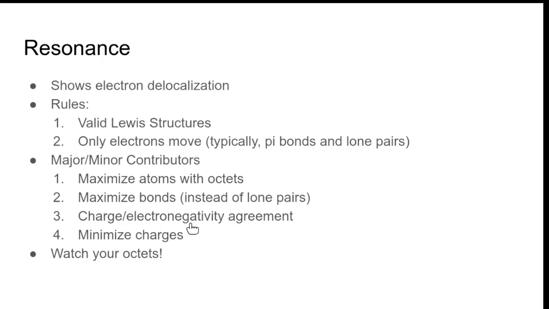And we also want to minimize charges. So that's both minimizing on a specific atom, so for example, if we have O minus versus O2 minus, obviously O minus is more stable, and minimizing the overall charge of the molecule. Adding all the formal charges should be constant. That really shouldn't change because you have the same number of electrons. But you do want to minimize the number of charges as well as the degree of charges. And the other thing is watch your octets. Like I said, carbon can't have 5 bonds. Don't give it 5 bonds.